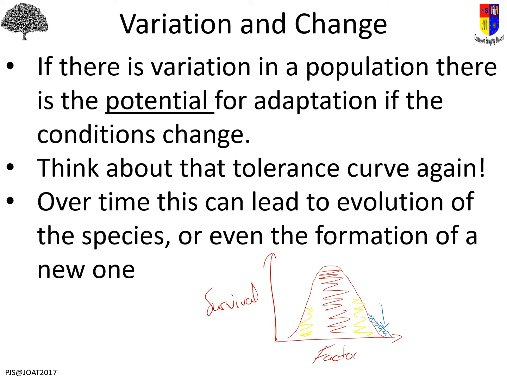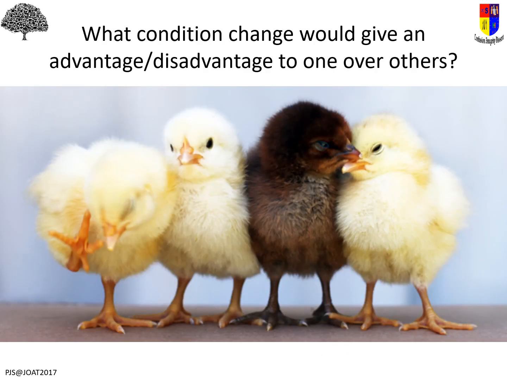That's all really complicated in terms of how quick a generation is and how much of a change there is to a factor, but if this happens over a long time, then you can evolve and you can even form a new species. The last thing to think about here, just as a little picture: what condition change could happen which would give an advantage or a disadvantage to one of these over the others? Just something to think about, but that's us done.